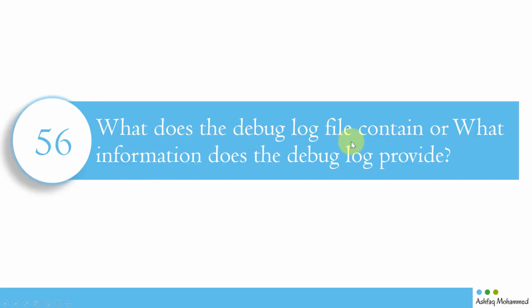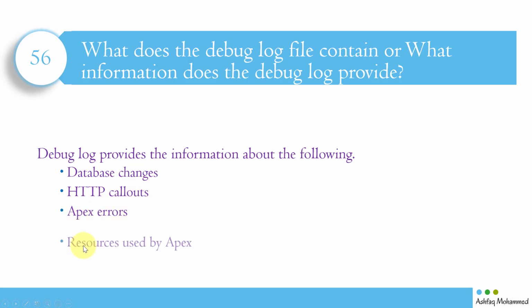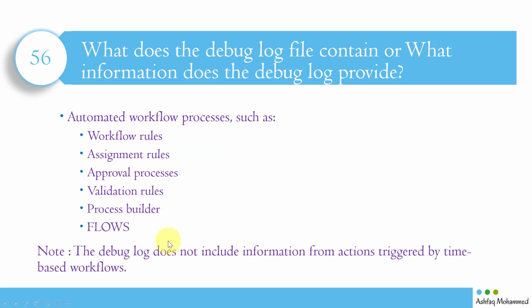The next question is, what does the debug log file contain, or what information does the debug log provide? The debug log provides information about the following. First, it provides information about database changes. It provides information about HTTP callouts. It provides information about Apex errors and resources used by Apex, and it also provides information about workflow rules, assignment rules, approval processes, validation rules, process builders, and flows.